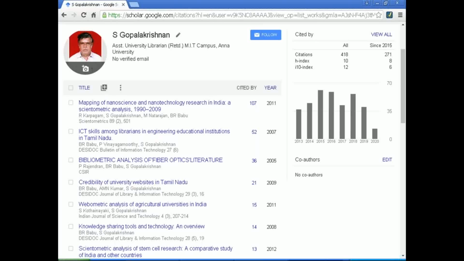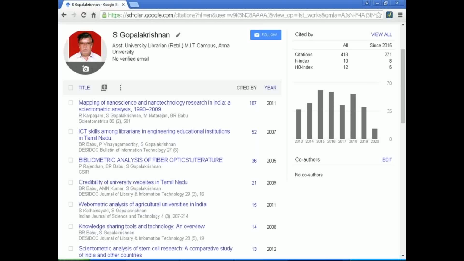I can find all my articles below this, and I can find my H index. How many citations? I have 418 citations. My H index is 10. Since 2015, my H index is 8. The i10 index is 12, and since 2015, 6. These are my citations after 2013.